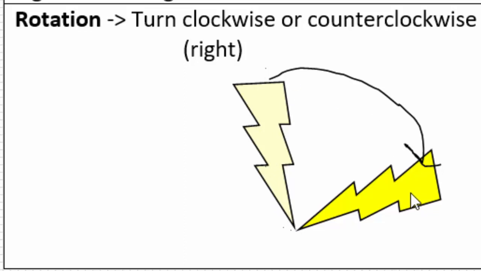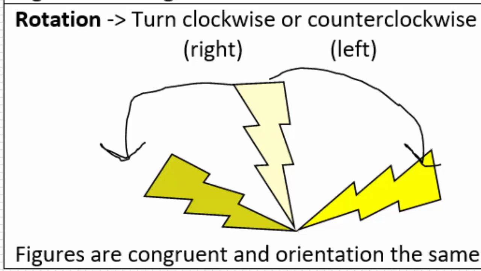So what do you think it's going to look like if I rotate it counterclockwise? If you said it would turn left, you're correct. A rotation in the counterclockwise direction, using this point on our original lightning bolt, turned it to the left and resulted in this new figure. Just like translations, when we perform a rotation, the figures are congruent and the orientation stays the same.